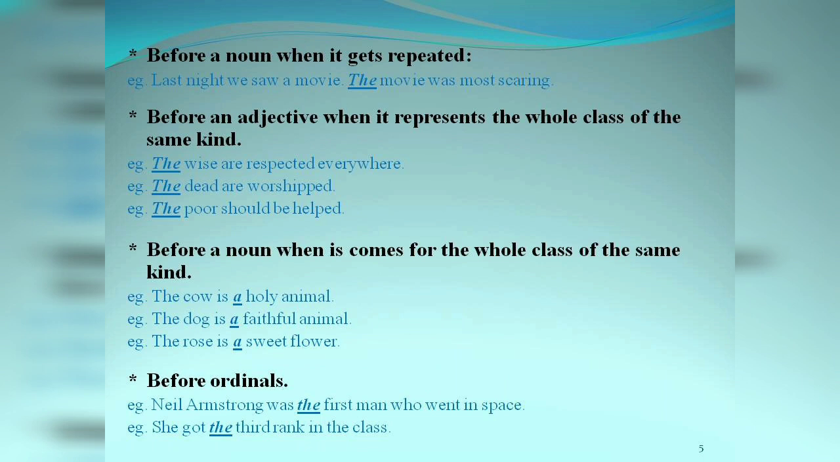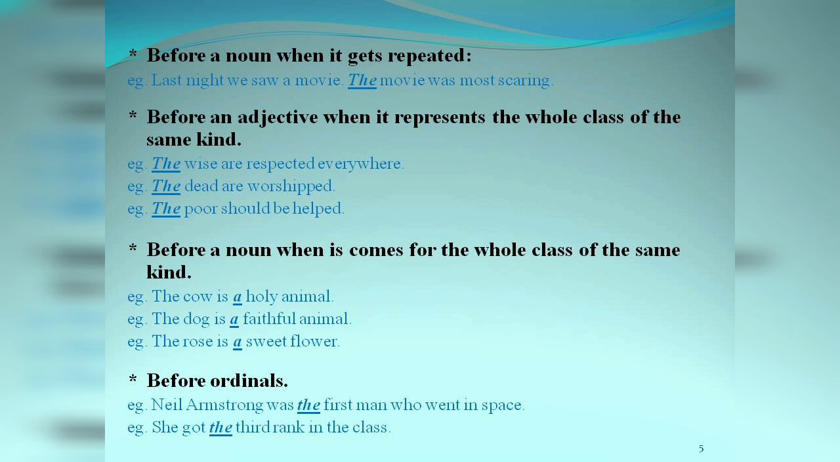Next rule says before a noun when it gets repeated. Whenever a noun comes for the first time in a sentence, use a or an suitably before it. But when it gets repeated, it becomes definite, use the before it. Like last night we saw a movie. Here we have written a movie. But if it gets repeated further in sentences, then we must use the. The movie was most scaring.